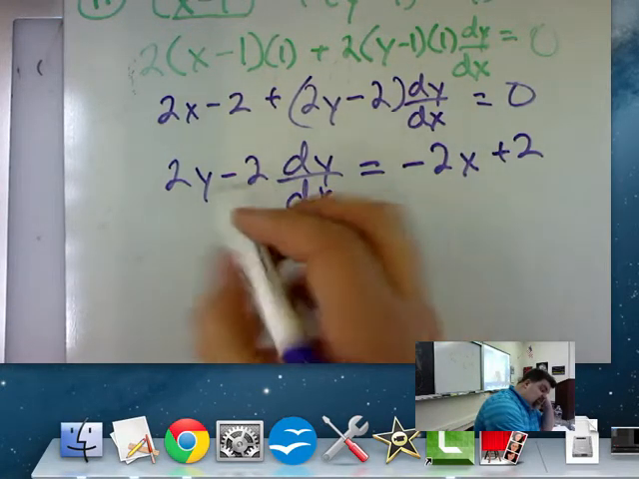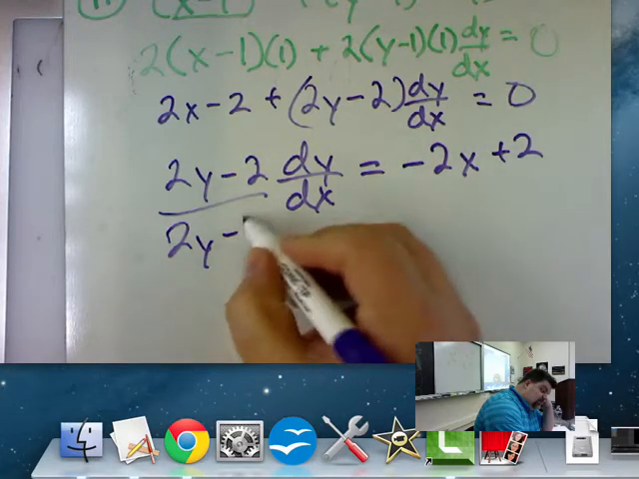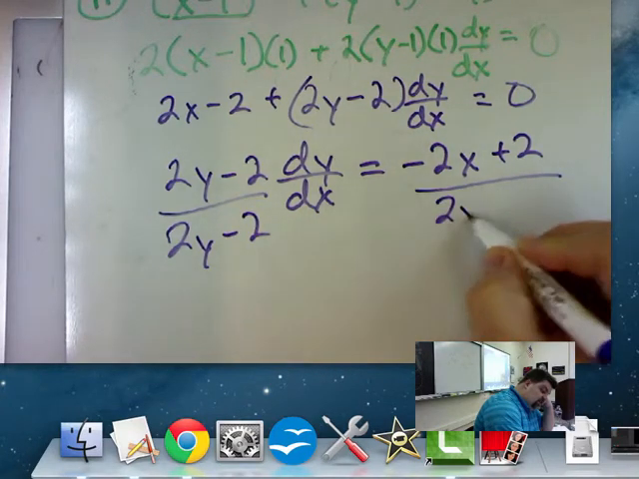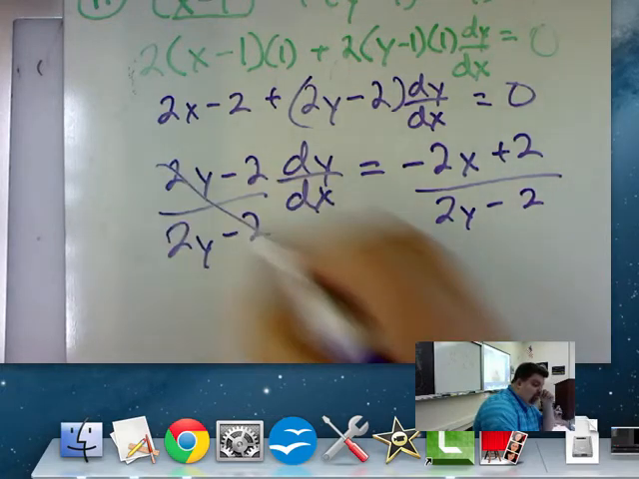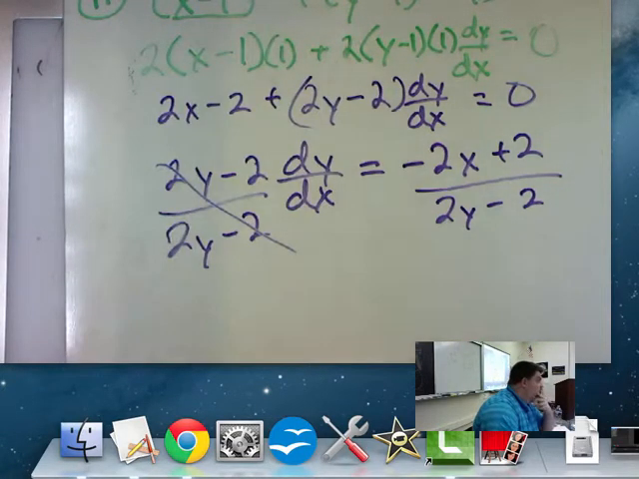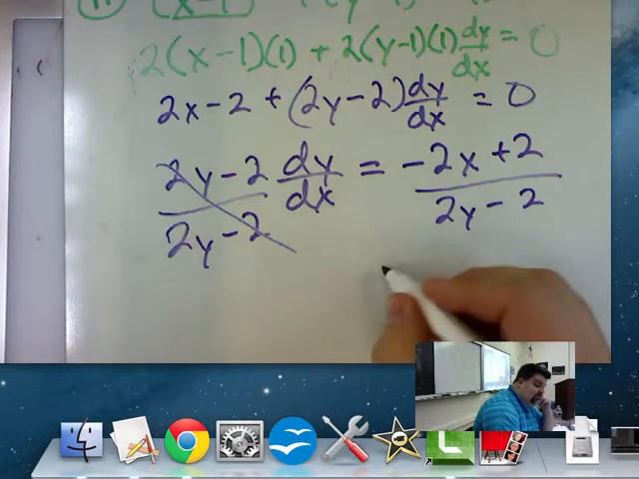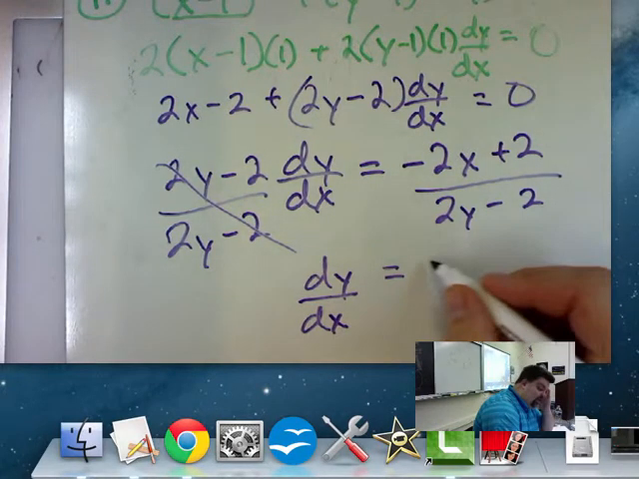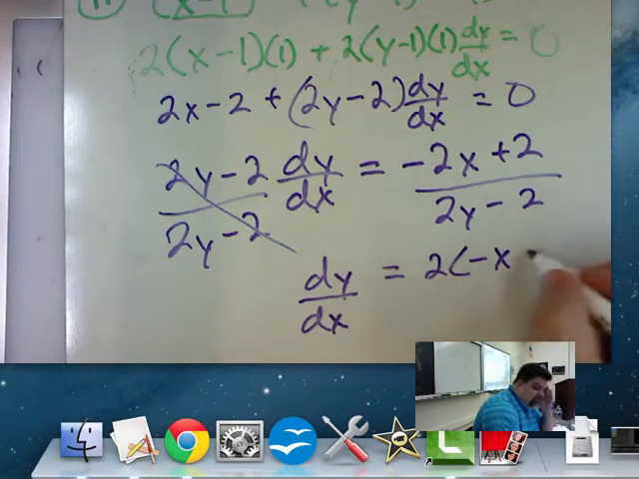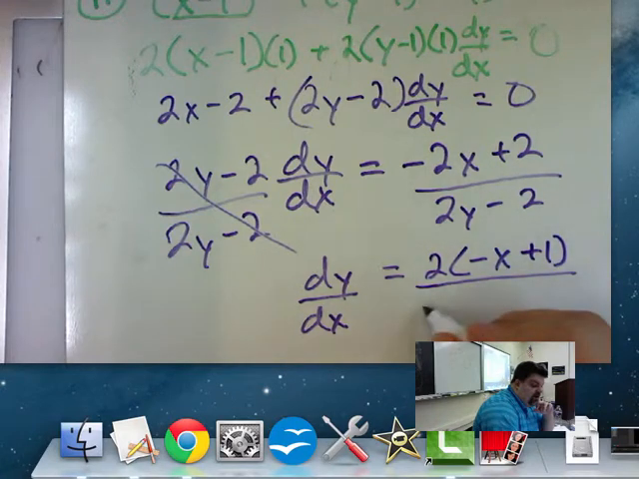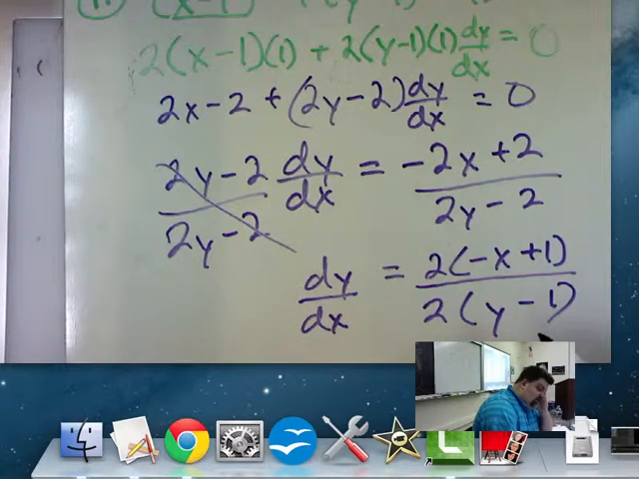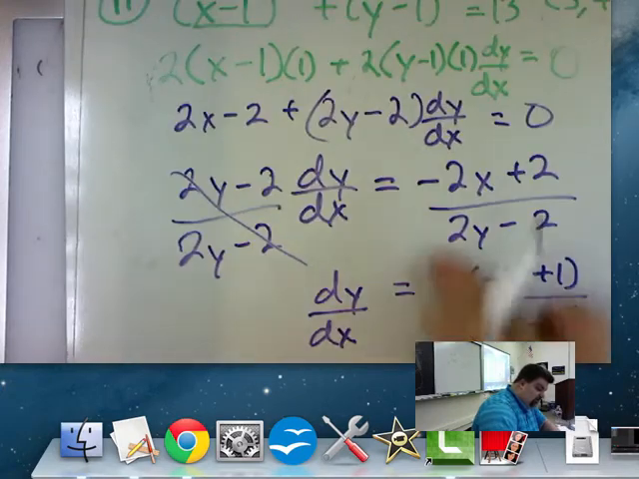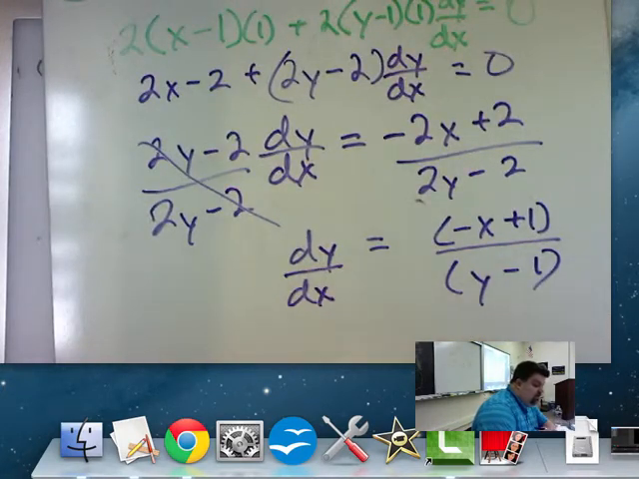Now if I divide both sides by 2y minus 2, about halfway through the problem I realized I probably didn't need to push that 2 through. Do you guys see why? Because I could factor it out at the end. If I factor out my 2 on top, I get negative x plus 1, and over here if I factor out a 2, I get y minus 1. And these 2s go away, right? So there's my dy/dx.